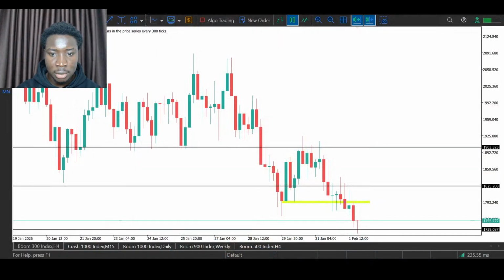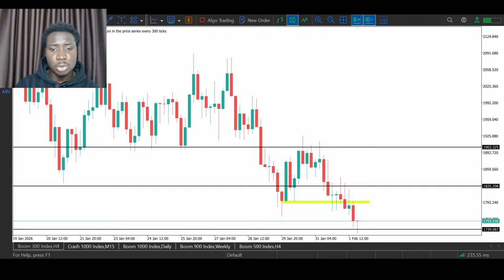I believe you can see my screen currently. So this is Boom 300. I literally banked on this earlier today. This is Boom 300. I banked on it earlier today.